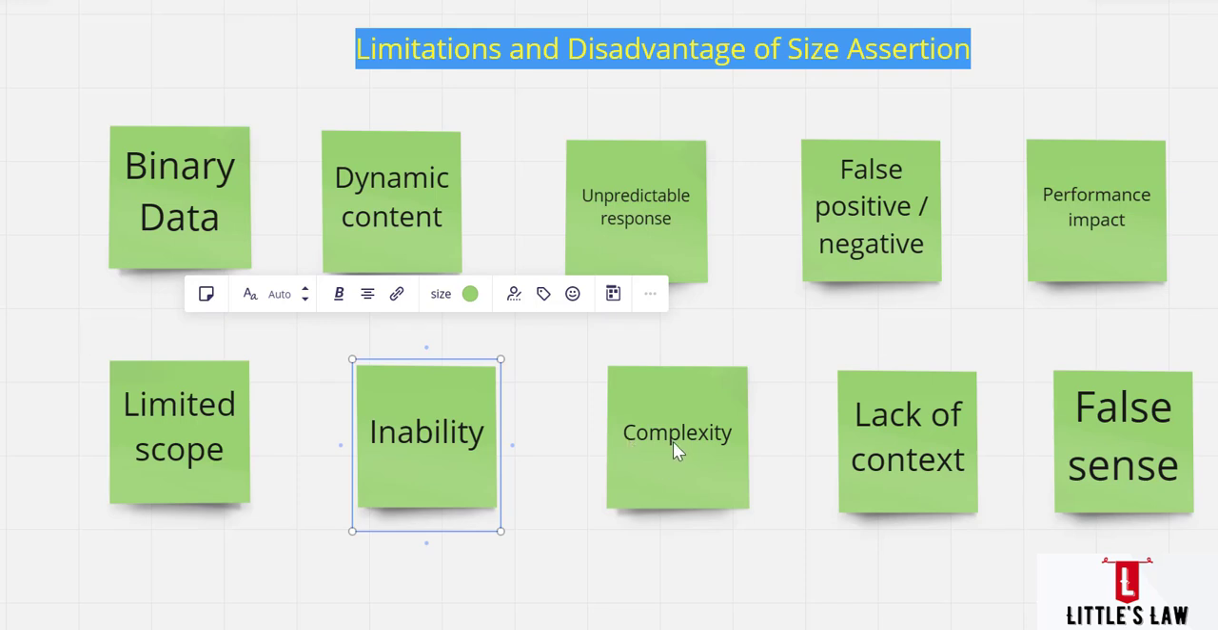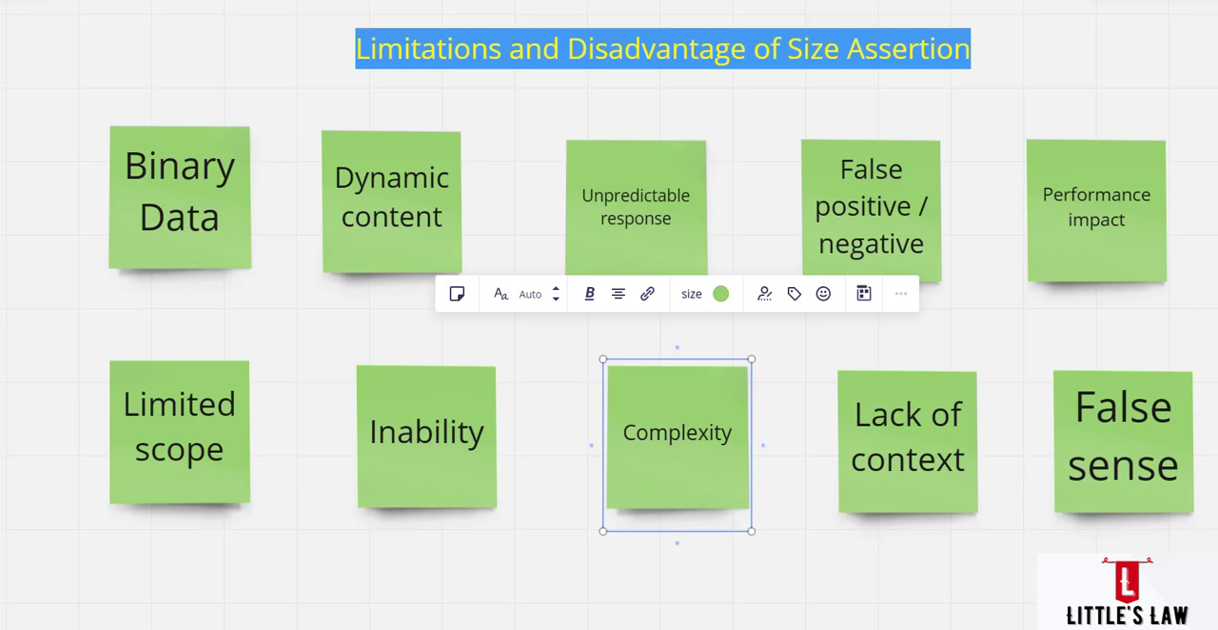And when it comes to complexity, the size assertion can be difficult to configure correctly, especially for complex web applications or APIs that generate large or dynamic responses. In addition, it may require additional resources such as CPU or memory to process and validate large responses, and this can affect the overall performance of our test environment.